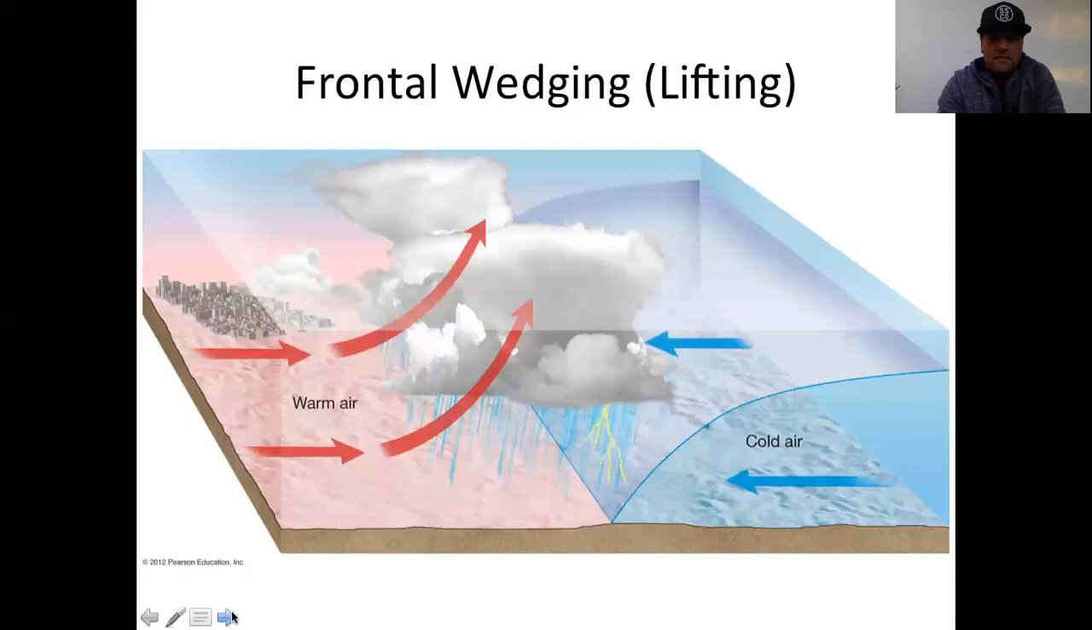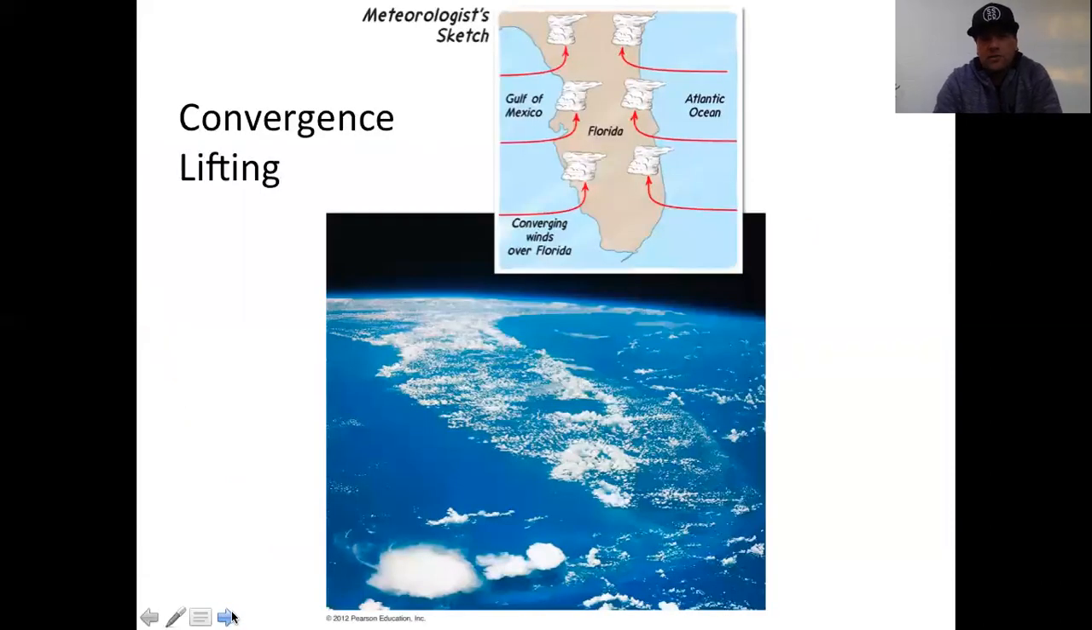And then our last example would be what is called convergence. Florida is a perfect example, and that's why Florida has more thunderstorms than anywhere else in the United States. Sea breezes from the eastern side and the western side come together to create the thunderstorms on top of Florida.